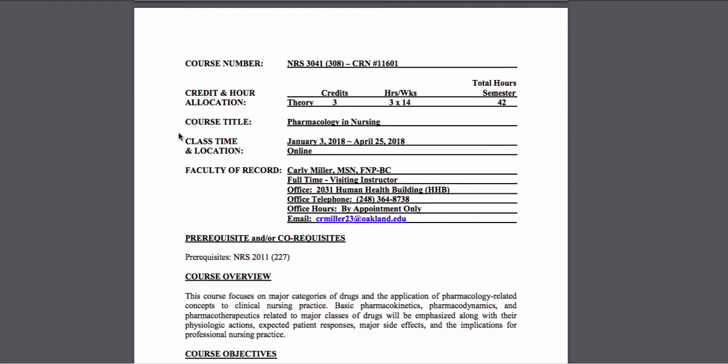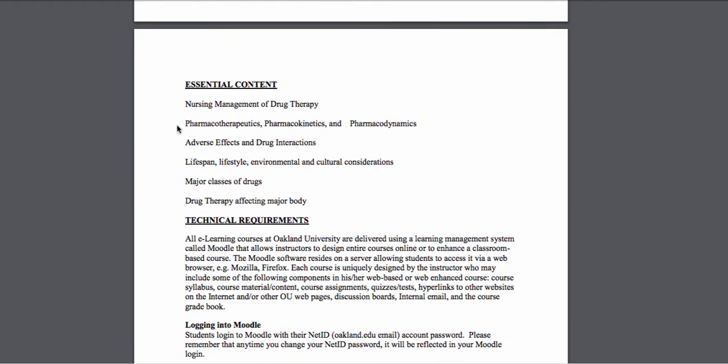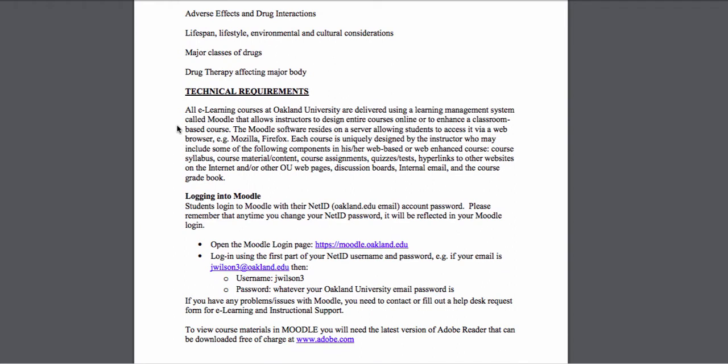Prerequisites, I'll go through in Part B because I have all this on there. And same thing with the course overview. We'll go through this with Part B. The essential content, I have this in Part B as well. So we'll talk about that as we look at that document.